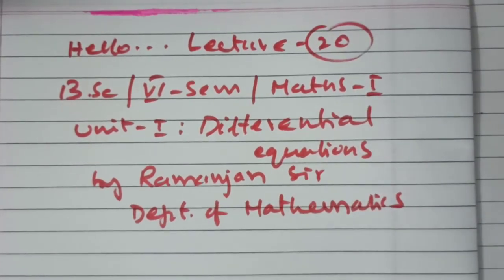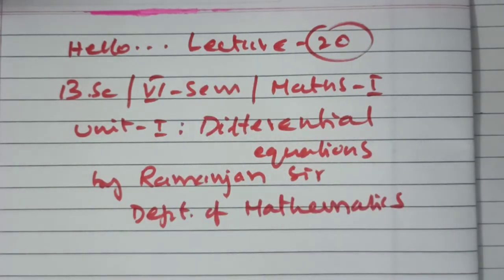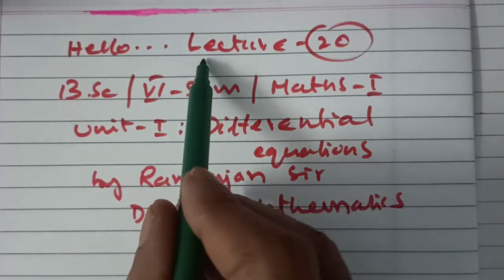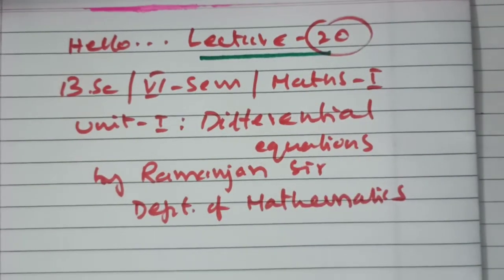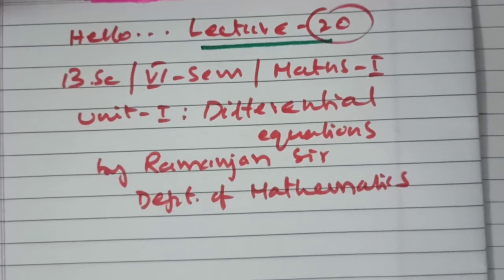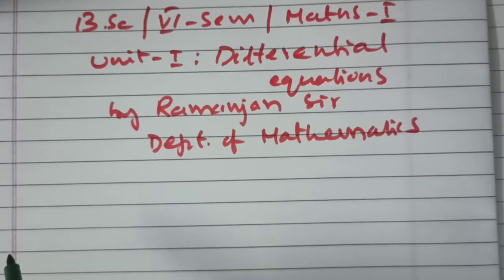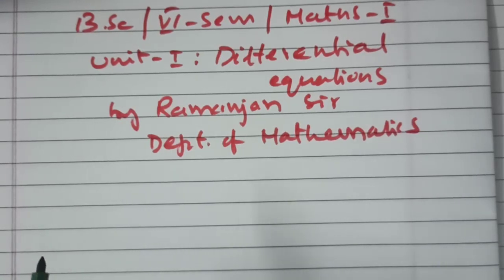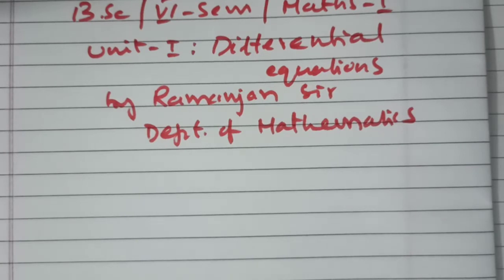Lecture 19. We had one problem there, whereas in lecture 20 we will discuss a few more problems by using method 2, taking one variable as constant.